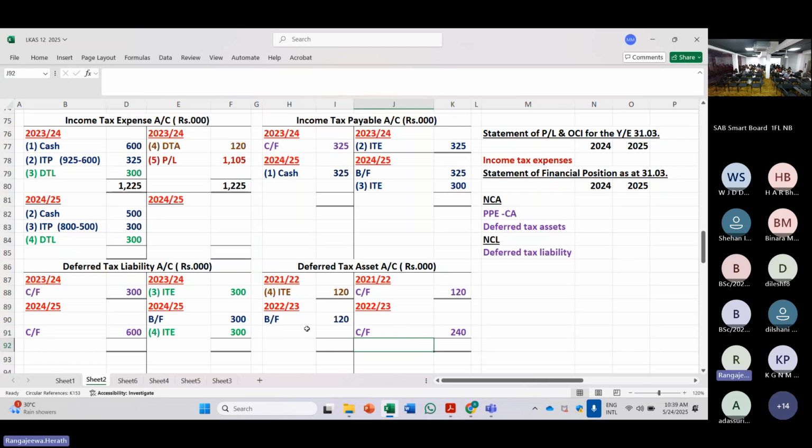Deferred tax asset 120 increased to 240.